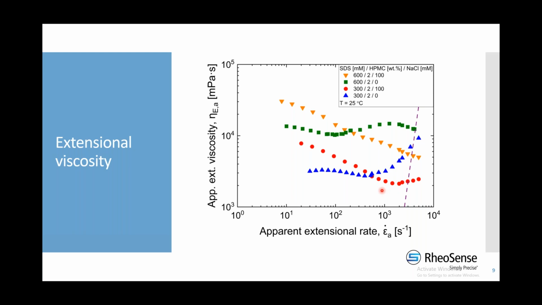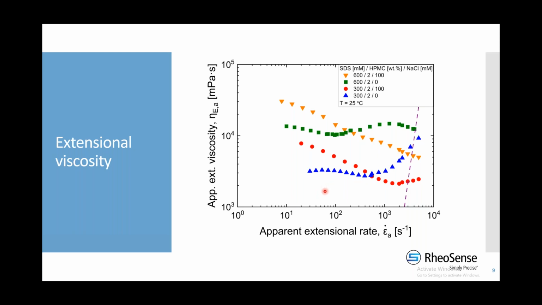So knowing what is plotted here, if you want to have a lower extensional viscosity in your industrial filling process, we would prefer the samples with no salt for the low extensional rates. And then for the high extensional rates, you would prefer the samples with salt. So a couple more things about this data that are pretty interesting.